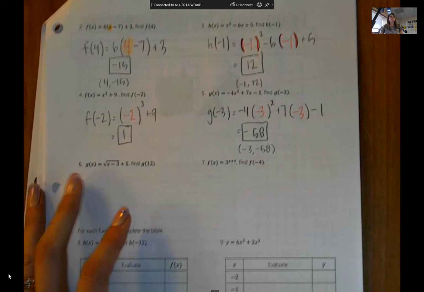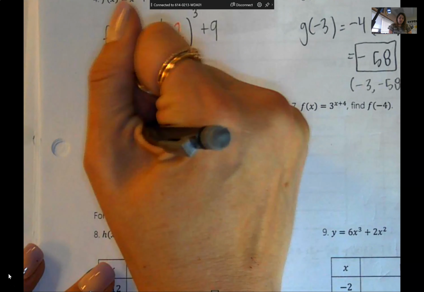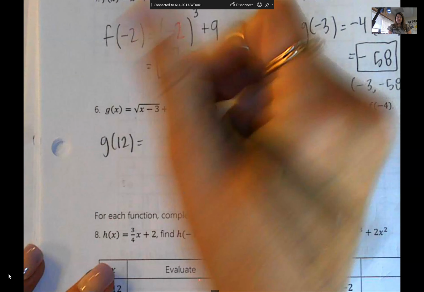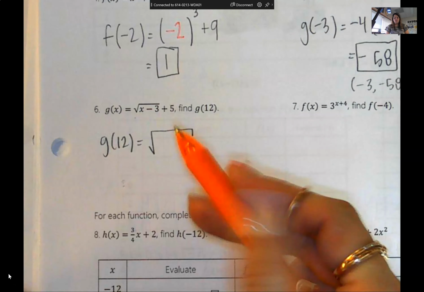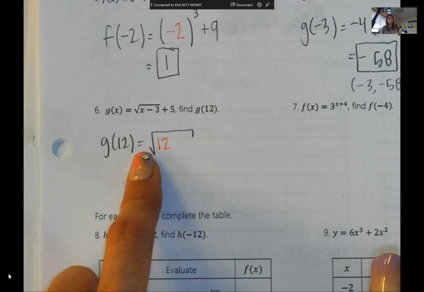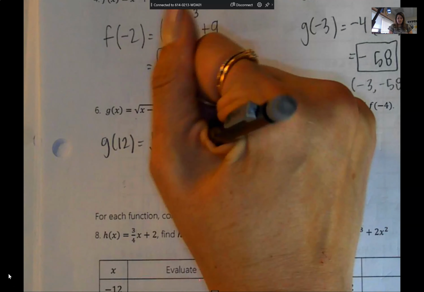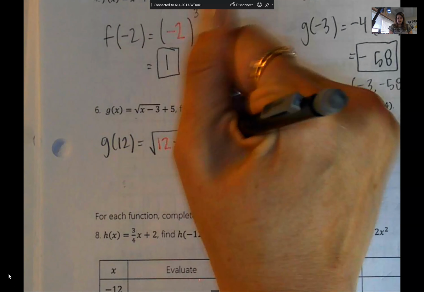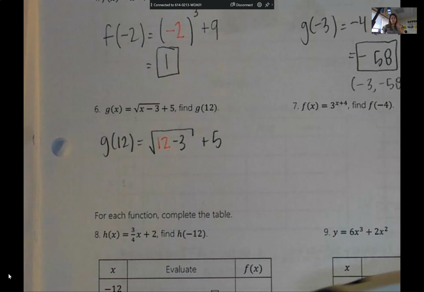Okay, number 6, I think you guys could do just fine. I just need to show you how to put the root symbol in your calculator. So if you want to do g of 12, this is another one where parentheses doesn't really make sense, because this 12 that we plug in is already next to a symbol. So I will just put in 12 minus 3, and then add the 5. You won't get it wrong if you put the parentheses, you just don't need them. In fact, I'll put them in when I plug this in my calculator just to show you.